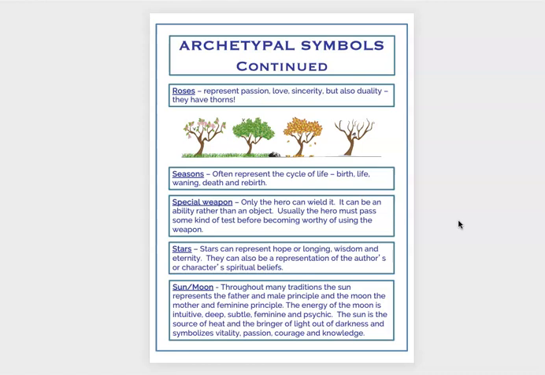The sun and the moon are often the masculine and feminine, sun being the masculine principle and the moon being the female principle. The sun is heat, strength, light, and the moon is kind of feminine and mysterious and intuitive and psychic and deep. So it just depends on how they're being used. But if you see a moon or a sun or something and the author's talking about it, we're being archetypal.